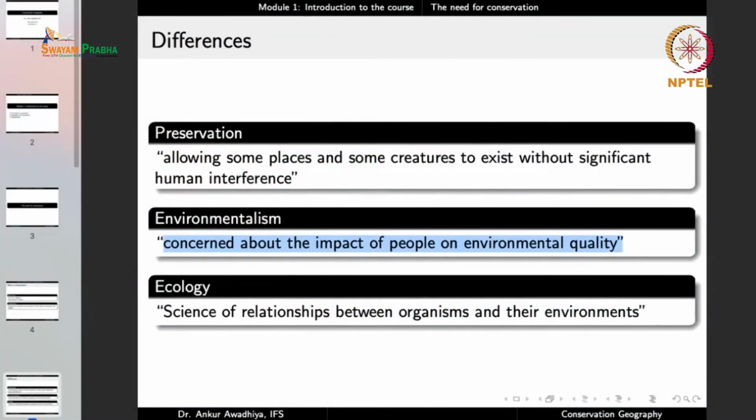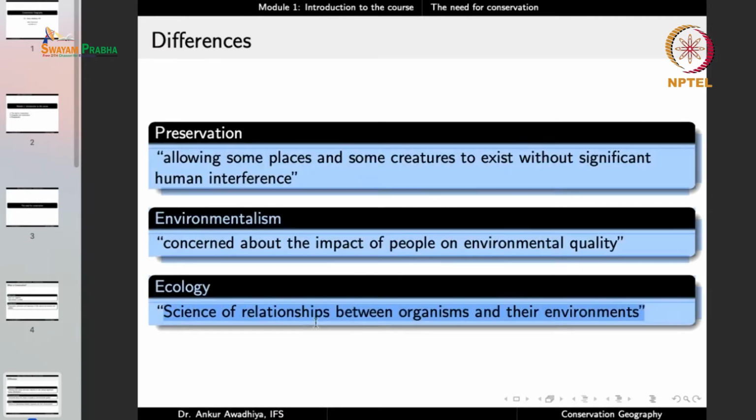So this is related to conservation, because if you perform conservation, the environmental quality also improves. But it is different from conservation. So when we say environmentalism, it is not the same thing as conservation. Similarly, when we talk about ecology, ecology is the science of relationships between organisms and their environments. Now, ecology is related to conservation, but ecology is not the same as conservation.